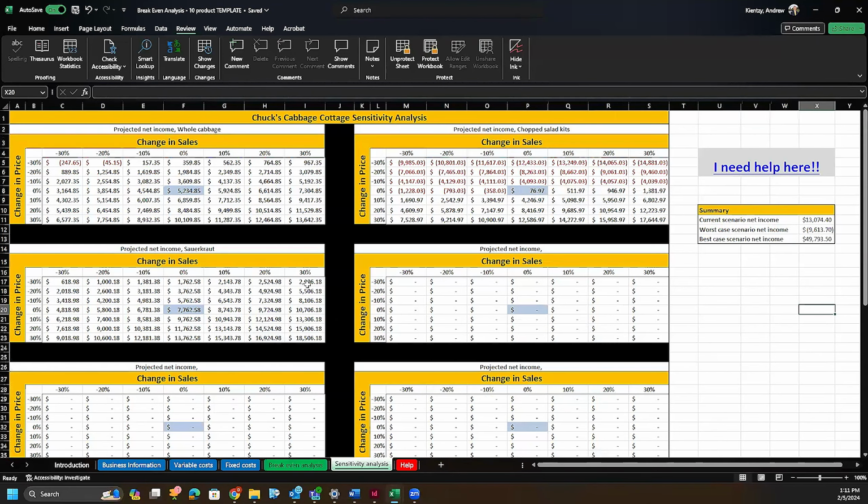Lastly, the sensitivity analysis page shows what a change in price or sales will do to each product. This allows the user to get a more full picture of the risk in his business associated with a change in price or sales.